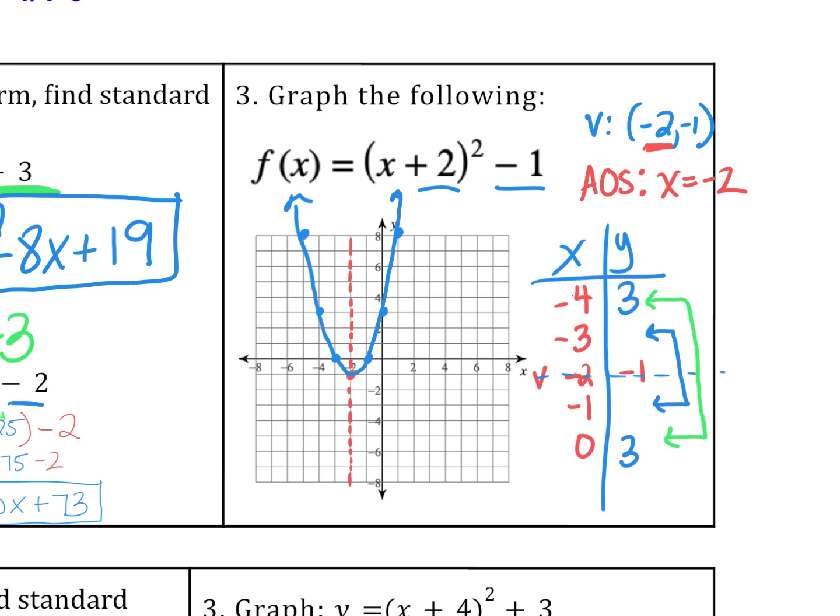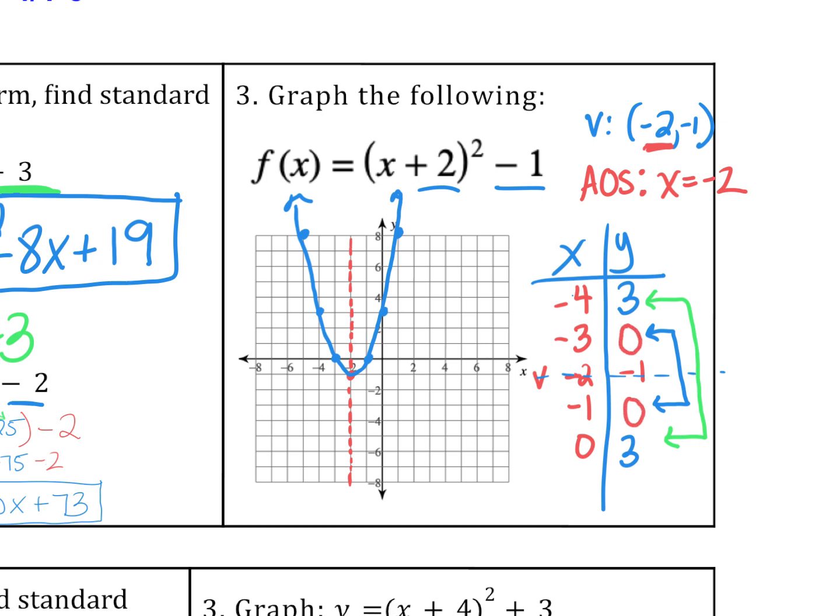Now let's plug in -3. You want to plug in -1 instead? You guys prefer -1 over -3? Okay, let's do -1. So let's plug in -1 mentally. What's -1 plus 2? 1. Squared. What's 1 squared? 1. What's 1 minus 1? 0. So if you put 0 here, you put 0 here.